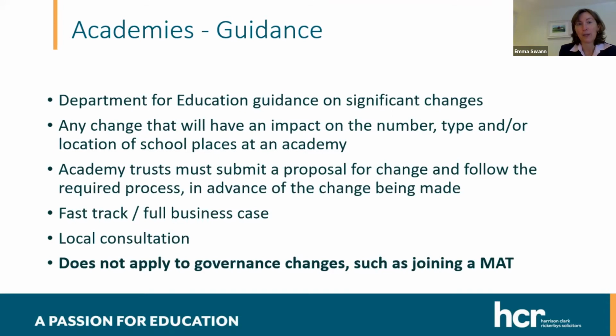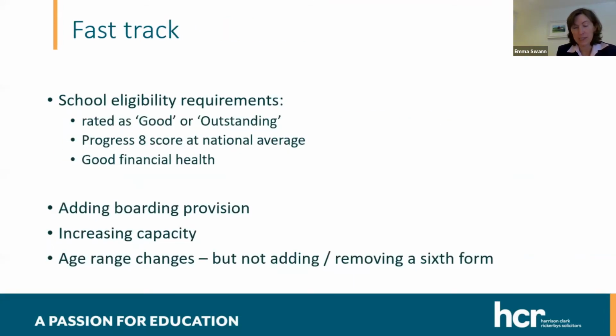So moving on now, if we can look at the next slide, please. I'm going to look specifically now at fast track applications. So for your school to be able to make a fast track application, which essentially is an easier, more straightforward process, to be eligible to make such an application, your academy needs to be rated as good or outstanding. Your most recent Progress 8 score should be at least the national average, and your school needs to be in good financial health. Now, your academy will also need to provide evidence that your local authority does not object to the proposed change.